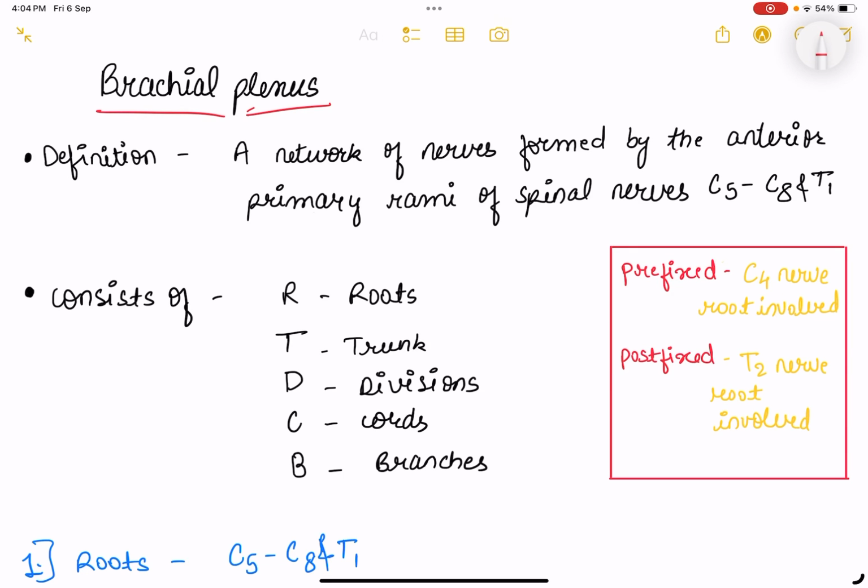Hello everyone, today I will be explaining to you the brachial plexus. The word brachial is derived from the word brachium, which means upper arm, and plexus means a network.